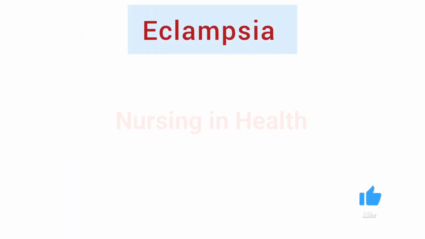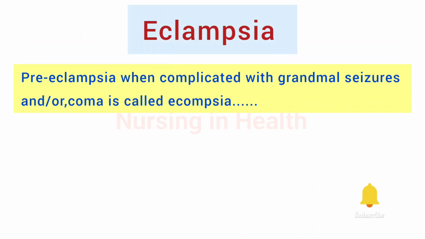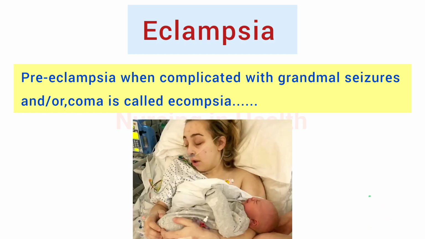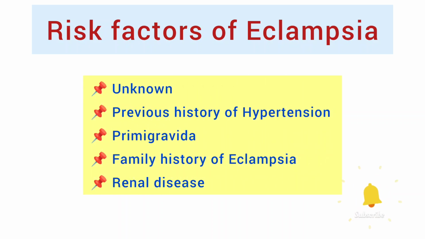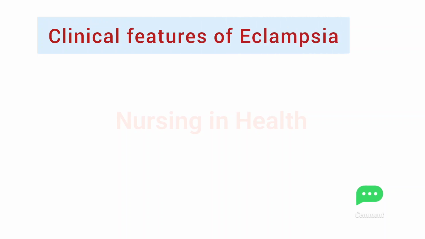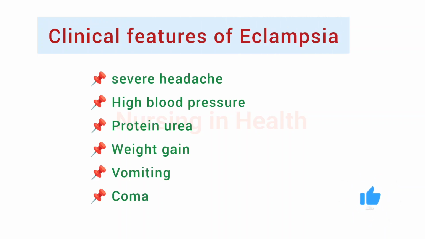Next, we know about eclampsia. Preeclampsia, when complicated with grand mal seizure or generalized tonic-clonic convulsion or coma, is called eclampsia. Risk factors of eclampsia: unknown etiology, previous history of hypertension, primigravida, family history of eclampsia and renal disease. Next, clinical features of eclampsia: severe headache, high blood pressure, proteinuria, weight gain, vomiting, coma or unconscious stage.